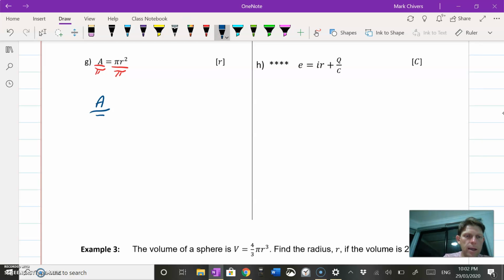So that's going to give me a on pi equals r squared, and the opposite of squaring something is to take the square root, so I have to do that to both sides and end up with the square root of a on pi equals r.